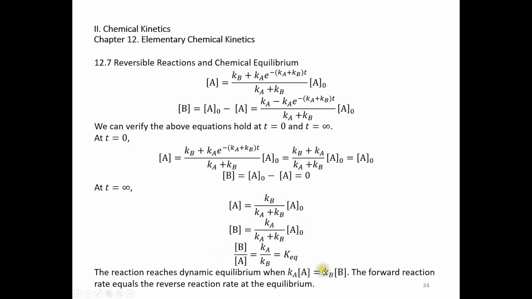And that also makes sense, because when you look at this equation, that tells you Ka times A equals Kb times B. Ka times A is the forward reaction rate. Kb times B is the reverse reaction rate. And we know the forward and reverse reaction rates are the same at equilibrium. So everything makes sense here. Again, the equilibrium constant is the forward reaction rate constant over the reverse reaction rate constant. You might have learned this in general chemistry.